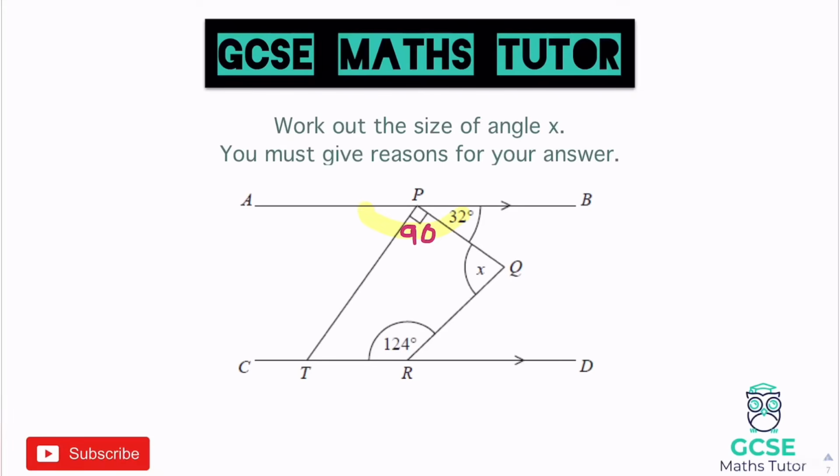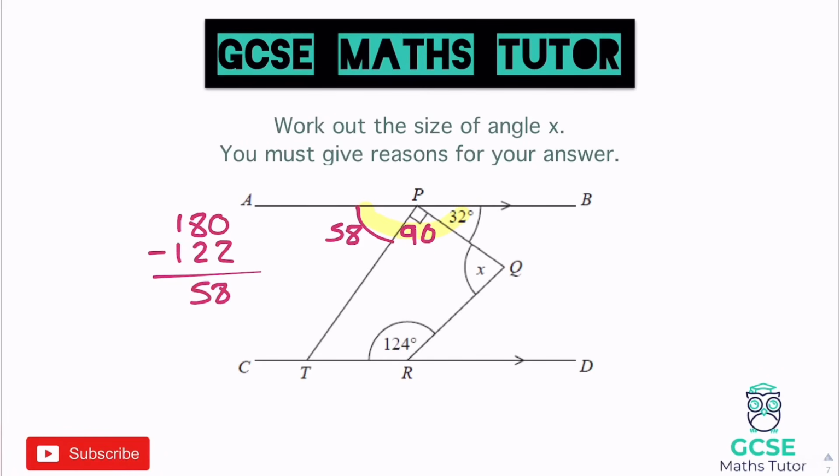So 90 plus 32 is 122. And if we take that away from 180, it'll find this one for us. So 180, take away 122. And what does that equal? 180 minus 122 is 58. There we are, so that one there is 58.